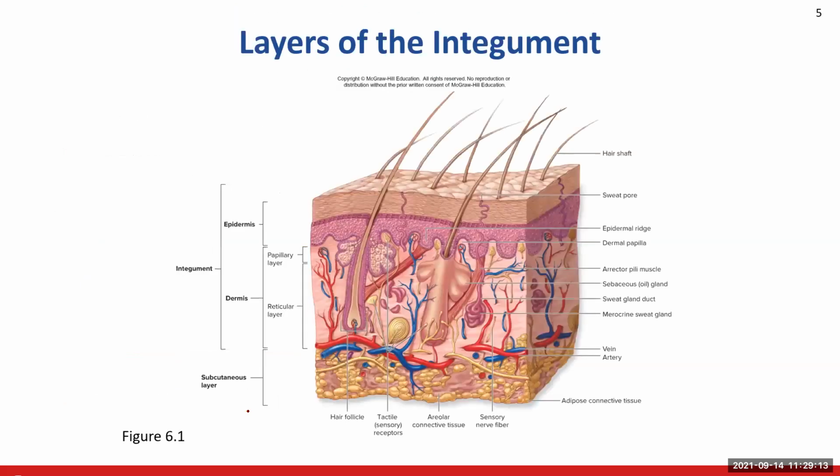Nice picture here of all the different layers of the integument. We're going to be going through this. But if you look at this picture, you'll notice there's a lot going on. We see hair, a bunch of cells, some sensory receptors, we even see some muscle tissue there. So again, we're going to be going through all this and reviewing this.